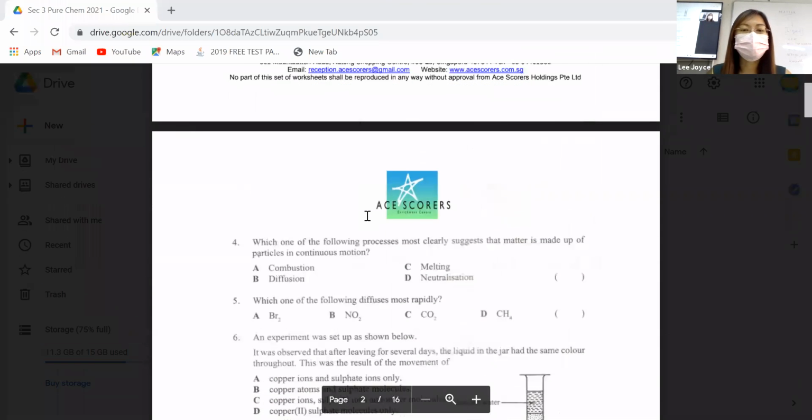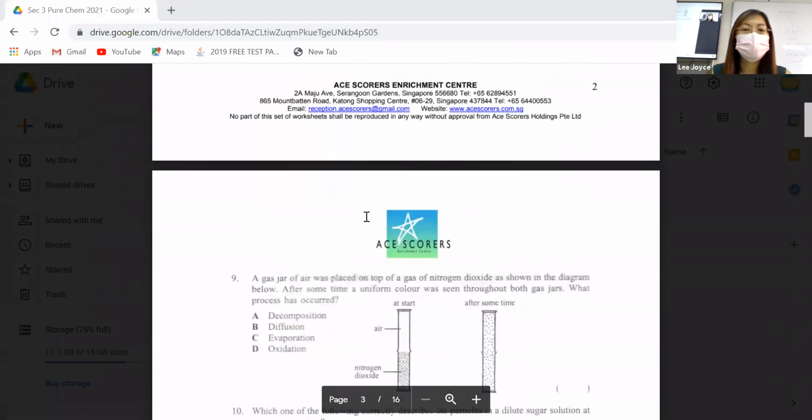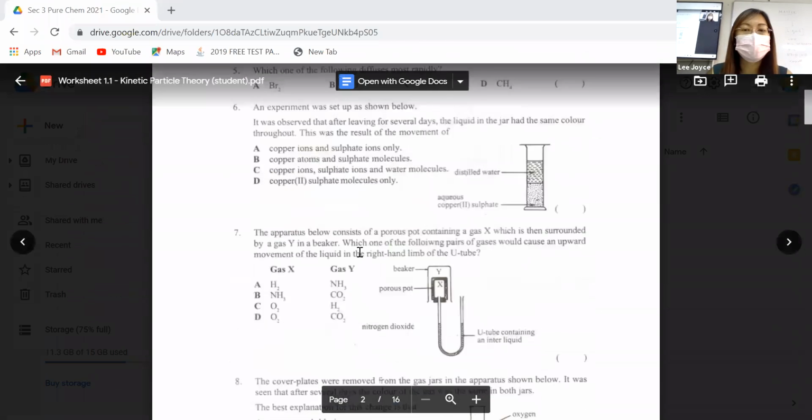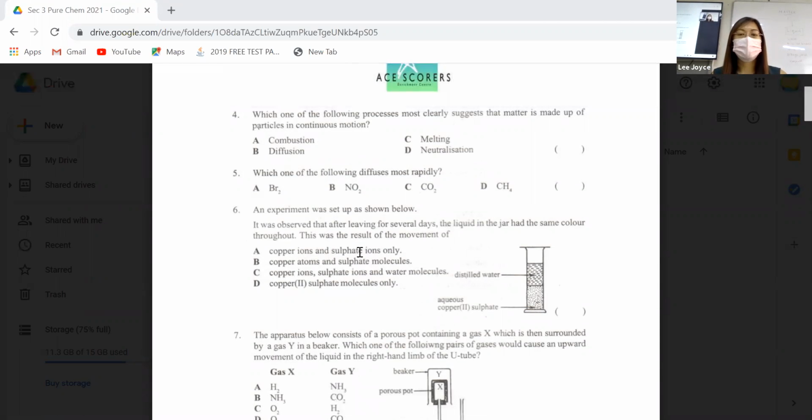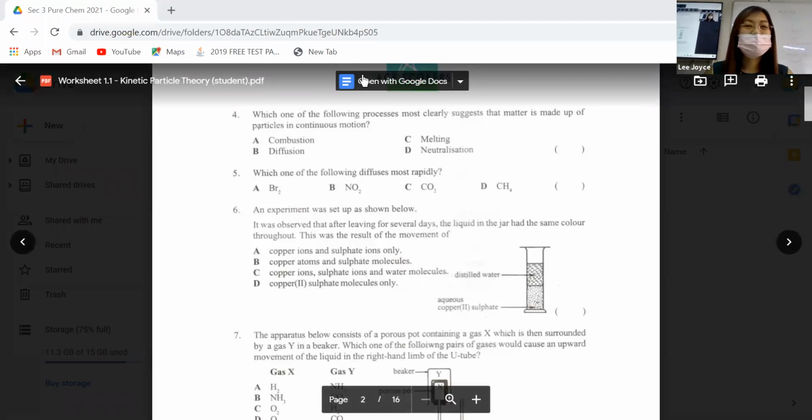Okay, let's scroll down. 8 was done. Just now we didn't do 6, right? Okay, so 6. Could you remember what is the formula for copper 2 sulfate? I'm sure you have come across copper 2 sulfate in Sec 1 and 2. Oh, very good. CuSO4. Wonderful.